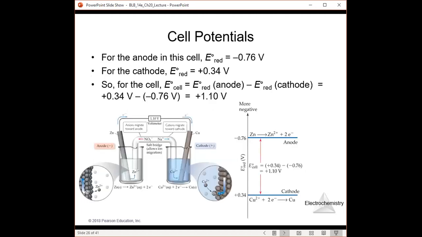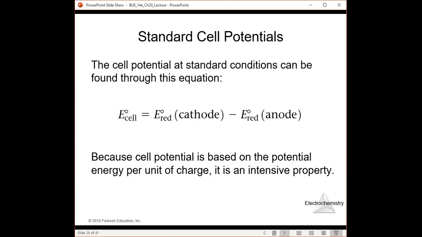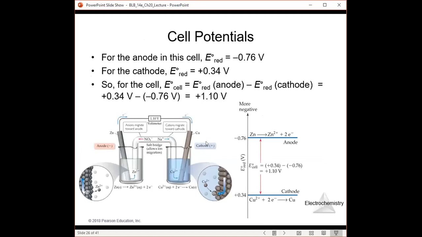So let's take a look at this. For the anode in this cell, you've got E equal to negative 0.76 volts. The cathode is plus 0.34 volts. The slide has anode minus cathode, and I think that should be switched around, because on the other slide it's cathode minus anode. Let me make a quick correction on that.